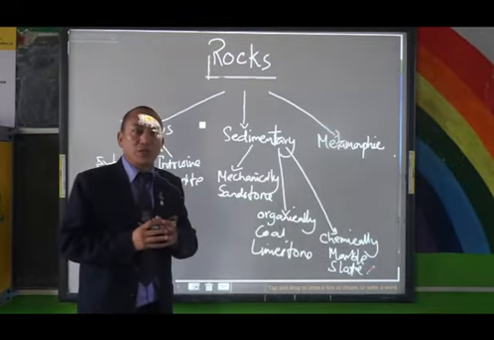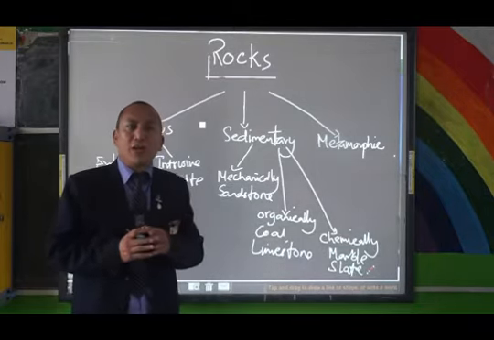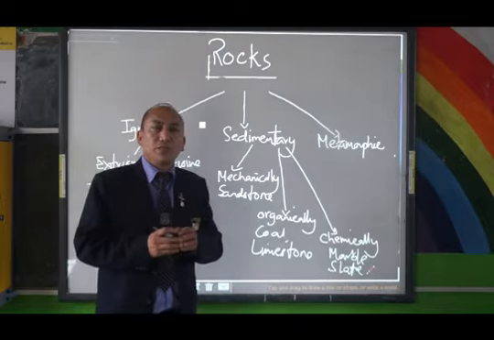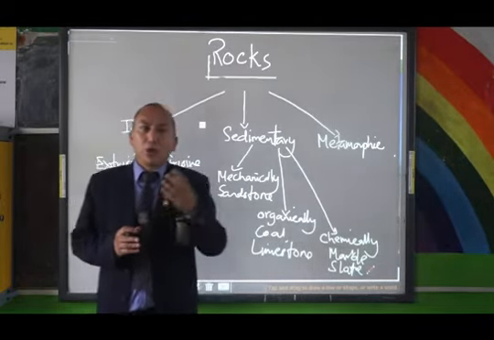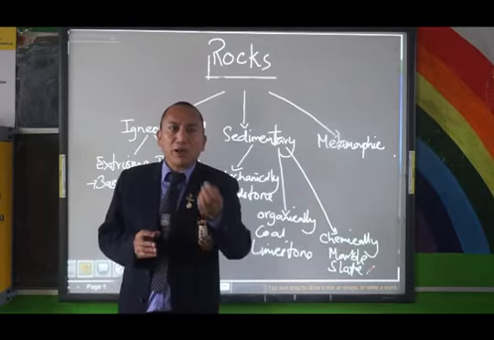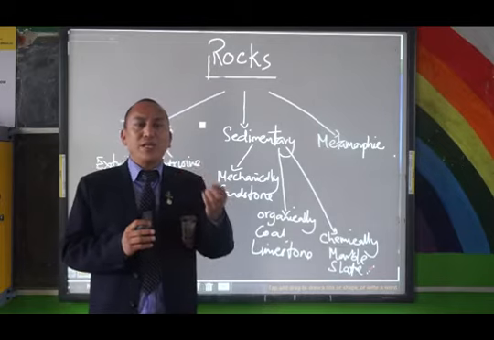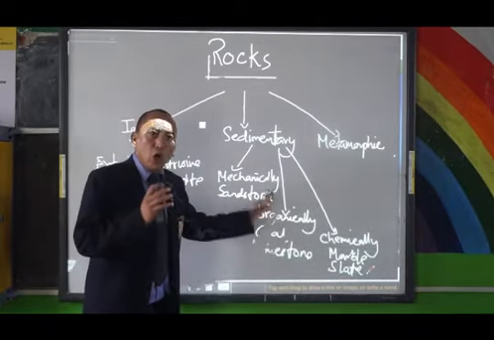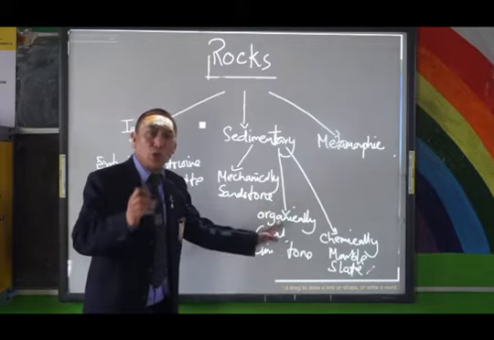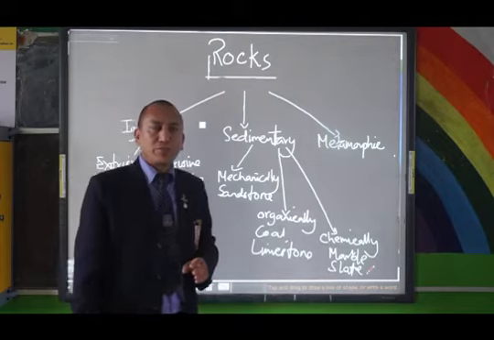Organically formed sedimentary rocks are derived by the accumulation of remains of organisms such as the skeletons of dead marine animals like corals, oysters, algae, which get deposited and cemented in the shallow lakes and sea floors. That means organically formed sedimentary rocks are those rocks which have been formed from dead organisms.